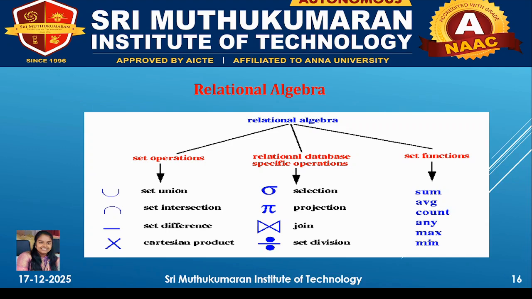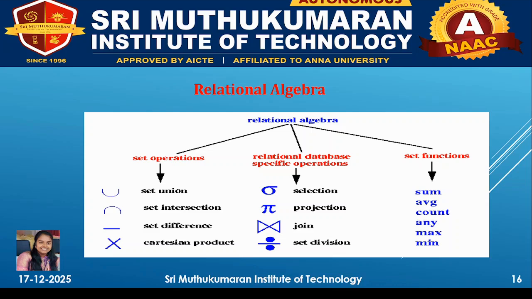And then relational algebra. See, relational algebra contains set operations, relational database specific operations and then set functions. Here in set operations we are going to use set union, intersection, set difference and Cartesian product. In relational database specific operations, we are going to use selection, projection, join and division. Set functions: sum, average, count, any, maximum and minimum. These are the functions we are going to use in the queries.